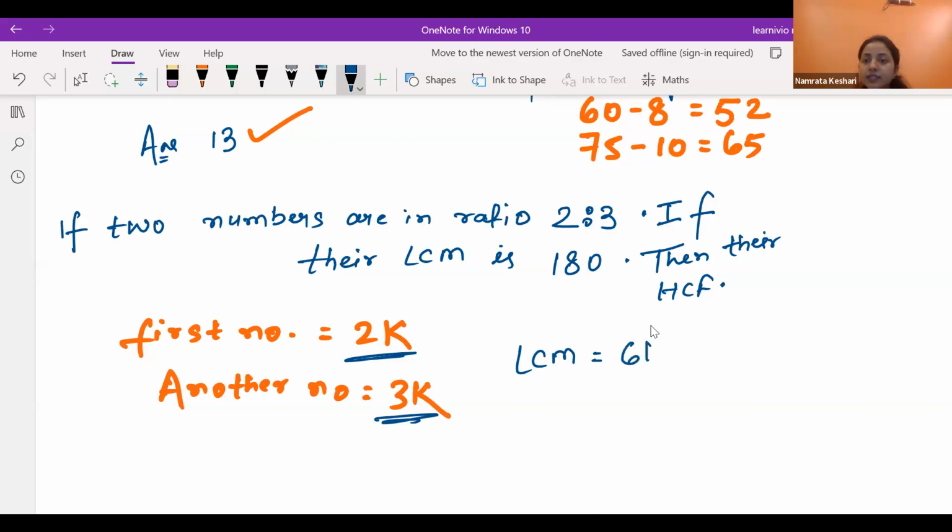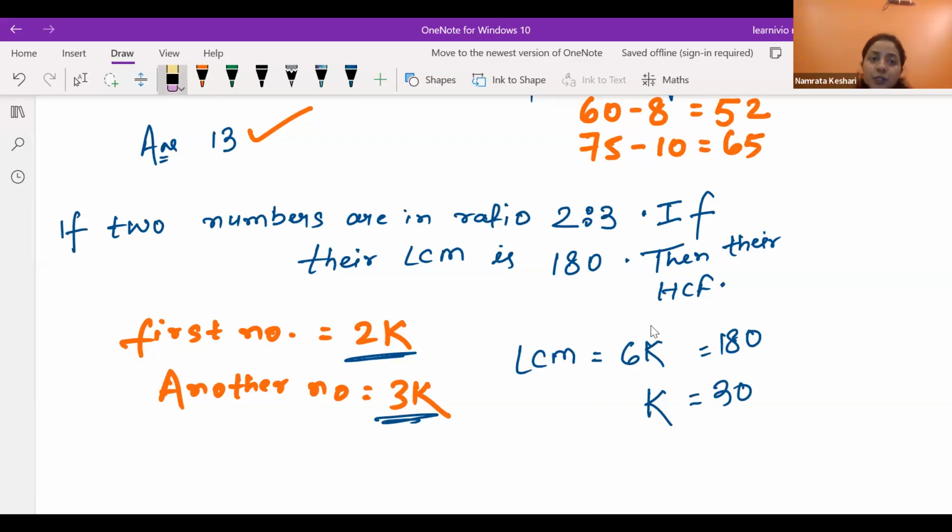6k. Is it making sense, Ritvika? Yes. 180. Okay, we are getting k as 30, which you have already found. So k is 30. Now we can find the first number. We can find the second number, but why will we do so?